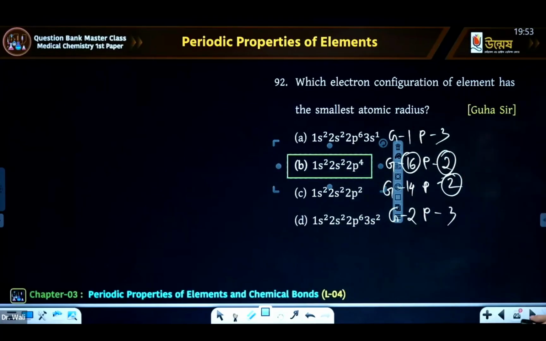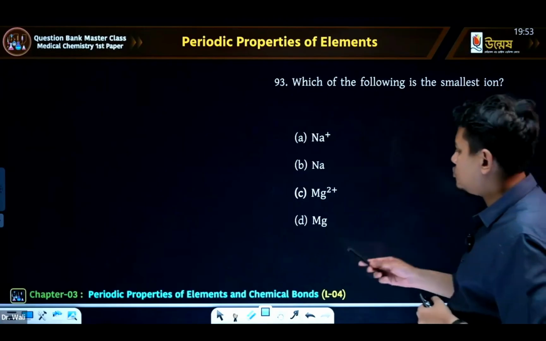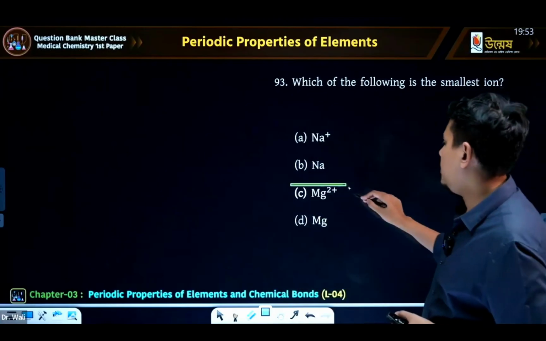Okay. Let's move to the next question. Which of the following is the smallest ion? The smallest ion should be the one with the higher charge. So the answer would be magnesium.